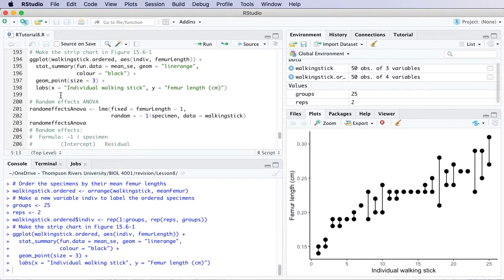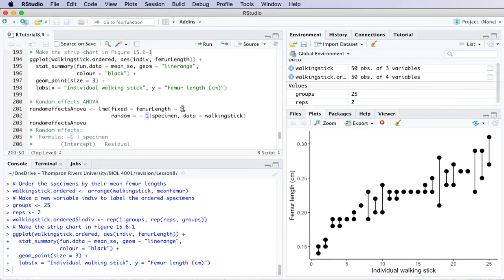So let's do that, and the syntax here is kind of complicated, so let me go through it. We have two arguments, a fixed argument and a random argument. The fixed argument has a tilde in it, so we're setting up a formula, and on the left side of the tilde goes the response variable, which is femur length in this case. And then on the right side of the formula goes any predictor variables we have that are fixed effects. And in this particular example, we don't have any fixed effects for the predictors.